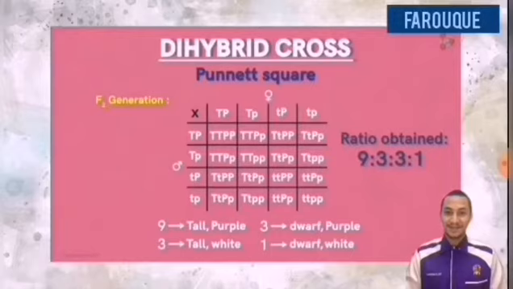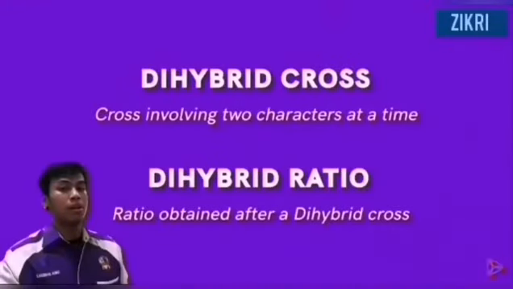So then we obtain a ratio of 9 to 3 to 3 to 1. This ratio is referred to as the dihybrid ratio. We have seen the monohybrid cross, so we will move to the dihybrid cross. The dihybrid cross is a cross involving 2 characters at a time. There is also the dihybrid ratio that we will see after this.